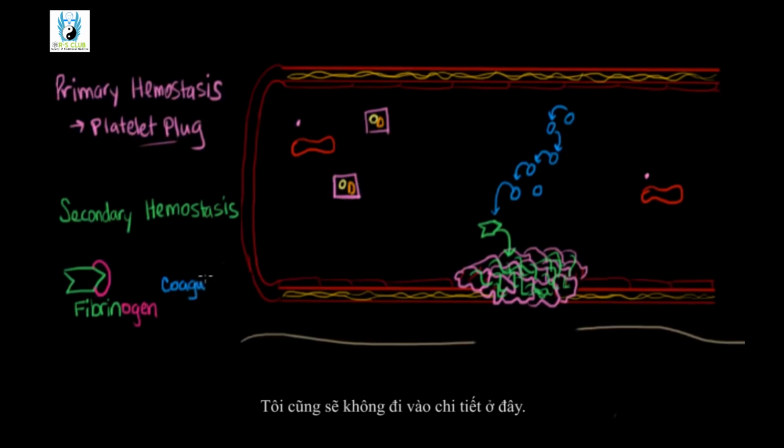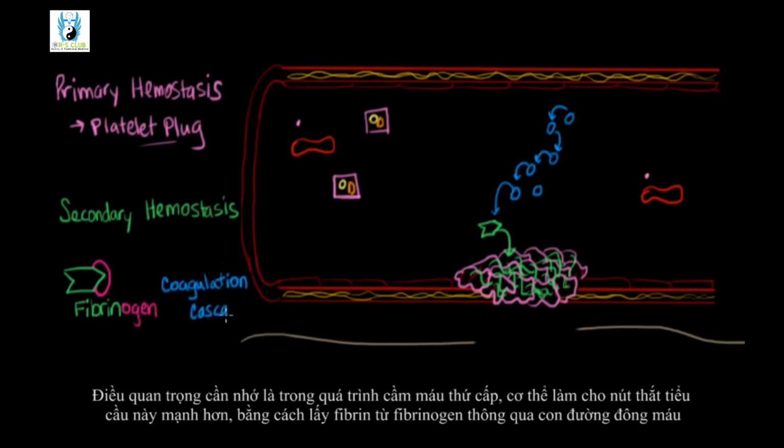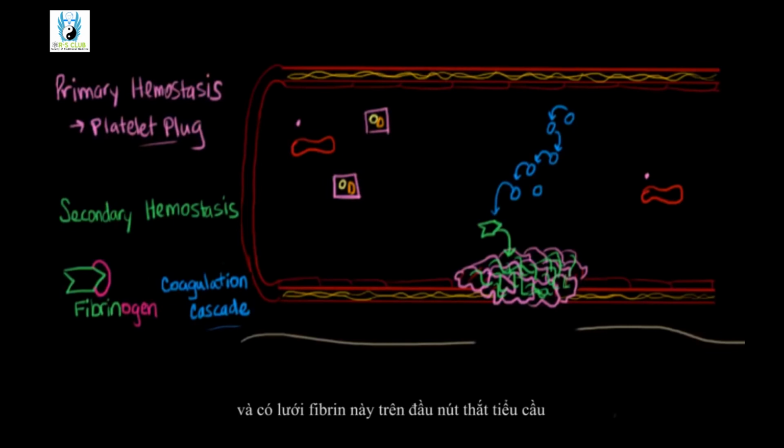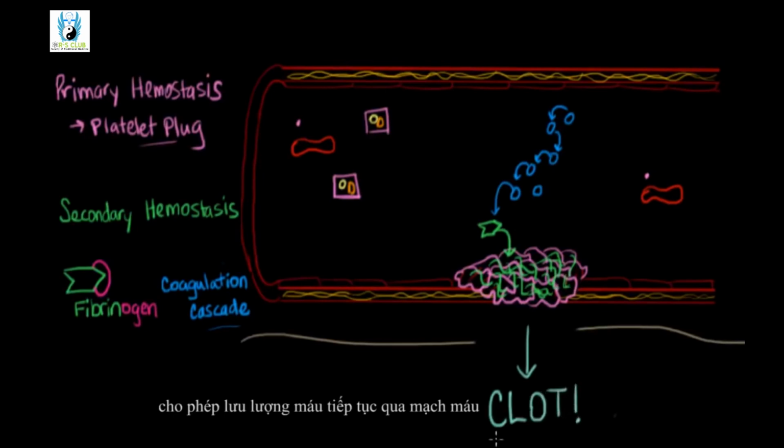I won't go into the details here either, but it's just key to remember that in secondary hemostasis, we make this platelet plug stronger by getting fibrin from fibrinogen through the coagulation cascade. And it's with this fibrin mesh over the platelet plug that we create this clot. And it's this clot that stops bleeding, allows blood flow to continue through the blood vessel, and allows the blood vessel to heal.